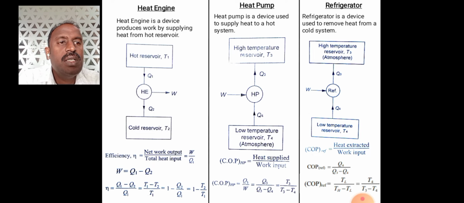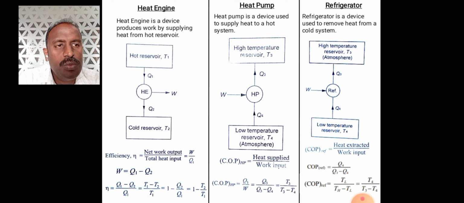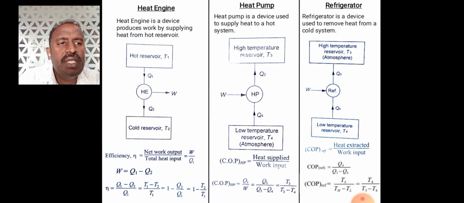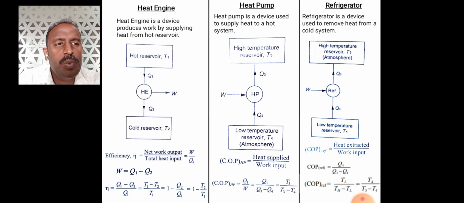So here your lower temperature will be your room. From the lower temperature you are extracting a quantity of heat, which is supplied to the atmosphere. So the COP equals heat extracted divided by work input. Heat extracted means at the lower temperature, so Q4 divided by Q3 minus Q4. In terms of temperature, T4 divided by T3 minus T4.